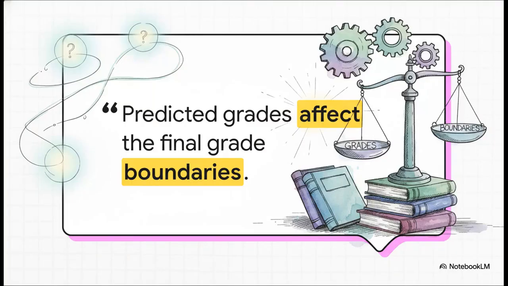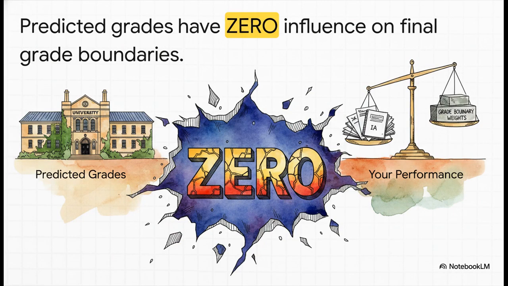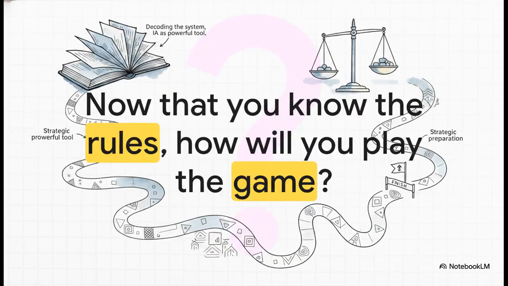And finally, there's this myth that the predicted grade your teacher gives you somehow plays a role in what the final grade boundaries end up being. Let's just be crystal clear on this one. Your predicted grade has absolutely zero, zilch, nada to do with how the final boundaries are set. That prediction is for one thing and one thing only, your university applications. Your final grade is all about your performance on the exams and the IA. That's it.